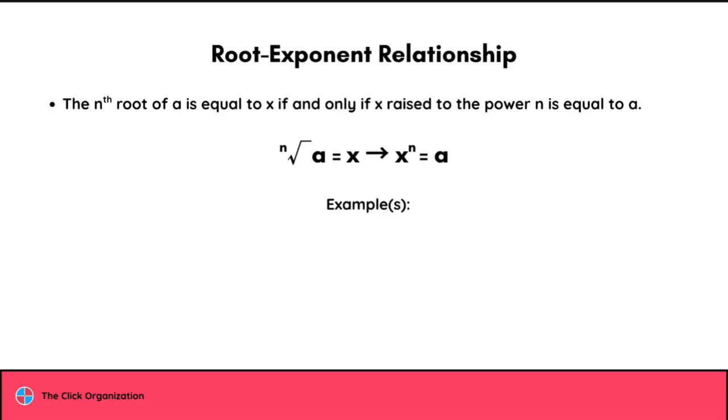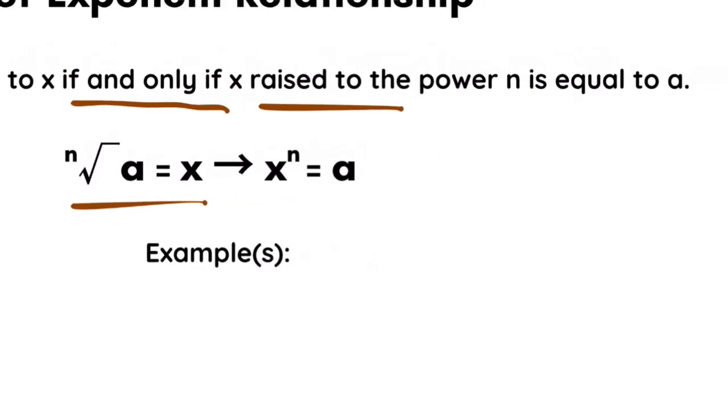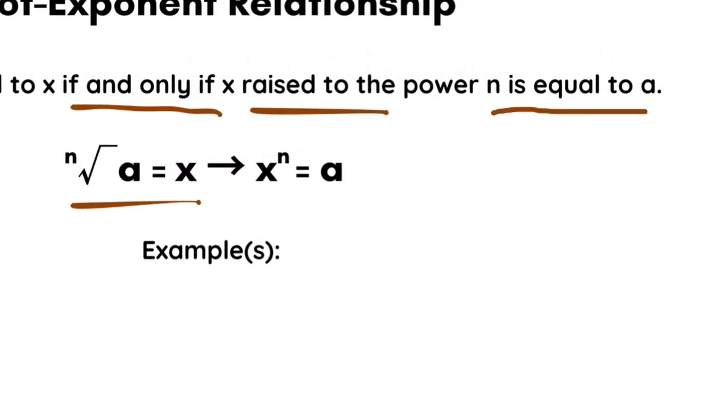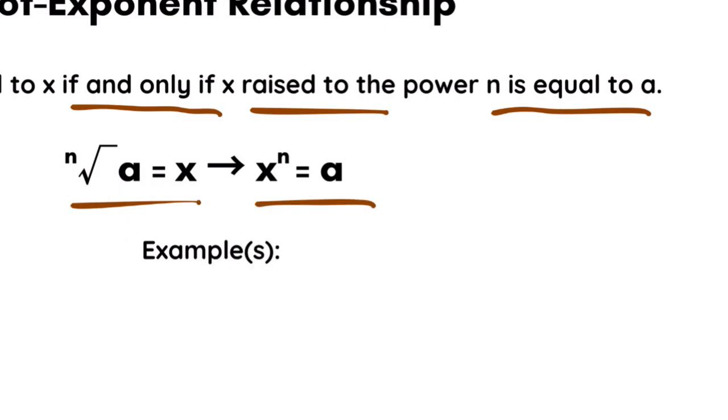Starting with the first rule, root exponent relationship. The nth root of a is equal to x if and only if x raised to the power of n is equal to a, which is the second part of the formula. Did you get it? We say that exponents and roots are completely inverse operations of each other.